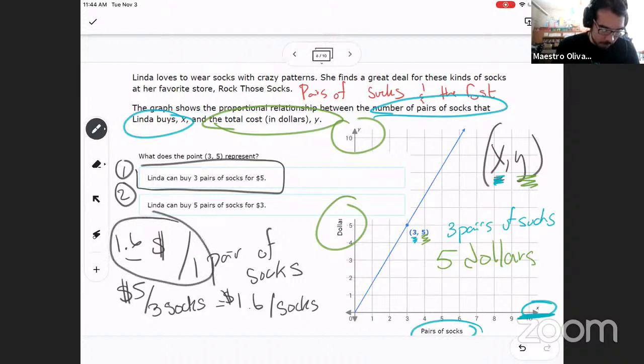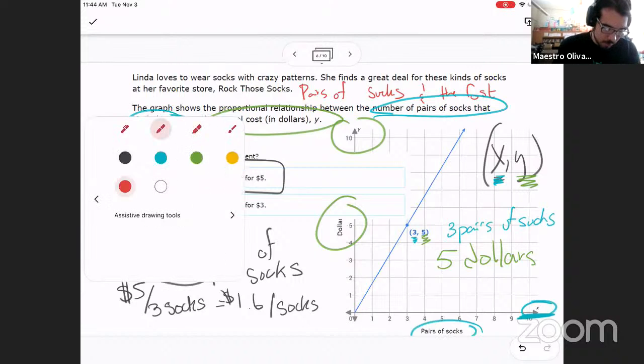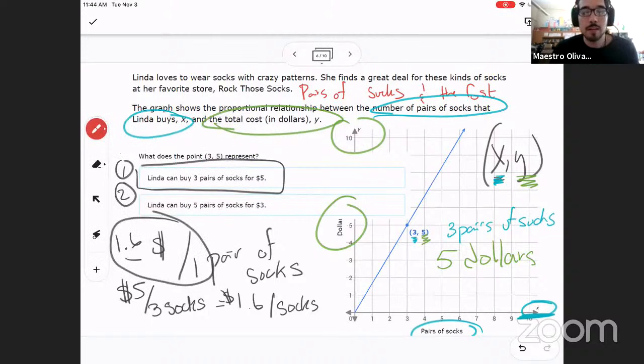The ratio is 1.6 to 1. So if we look at the line, it should go up by 1.6 and then it goes to the right 1. It goes up by 1.6 and then it goes to the right 1. And you can kind of see it. Or you can go up by 5 and 3 to the right. The ratios are equivalent. And that's why those triangles look like they're similar.